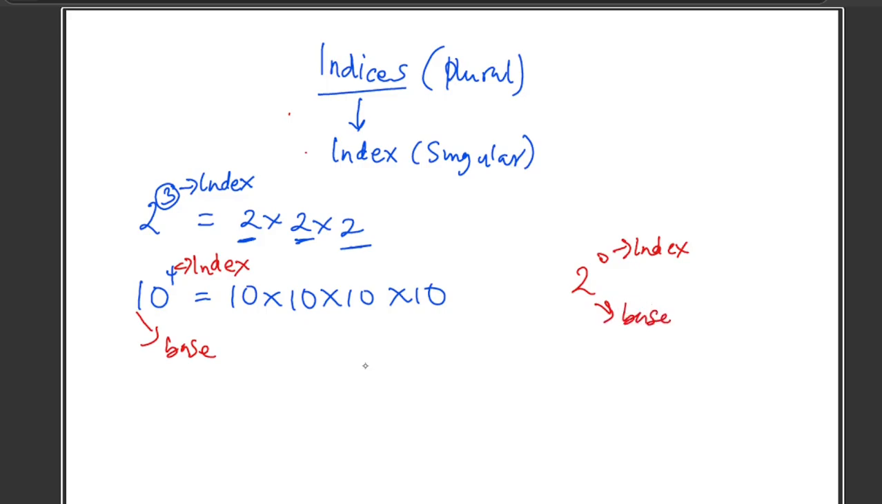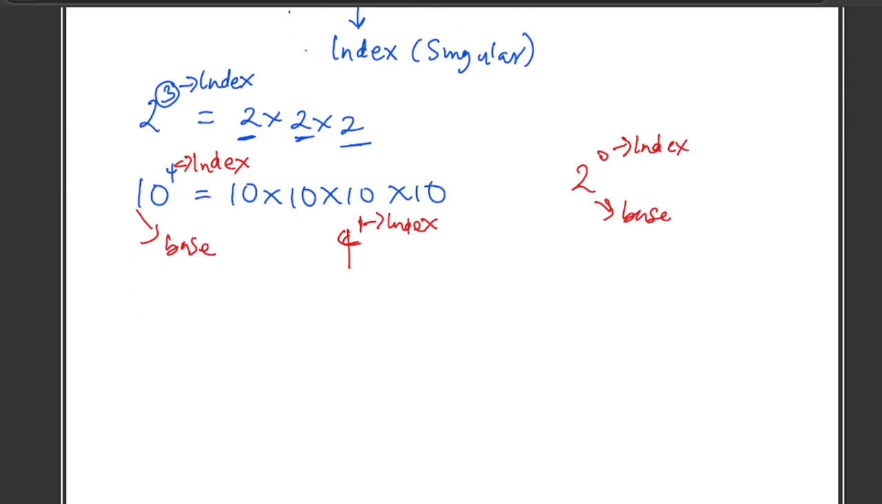Even if I write 4, for example, you might be wondering, 4 does not have an index. No, it has an index. Here, 1 is the index. If you write any number without an index on it, just know that 1 is the index. So any number is in its index form.